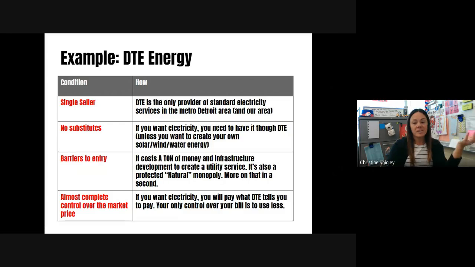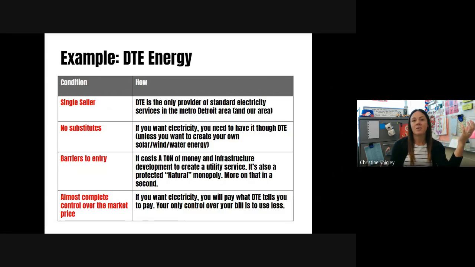All right, so barriers to entry. Remember, those barriers to entry can be legal barriers to entry. They can be cost prohibitive barriers to entry. In the case of DTE, there's kind of both. For DTE, it costs an unbelievable amount of money to create the infrastructure necessary to start a utility service.